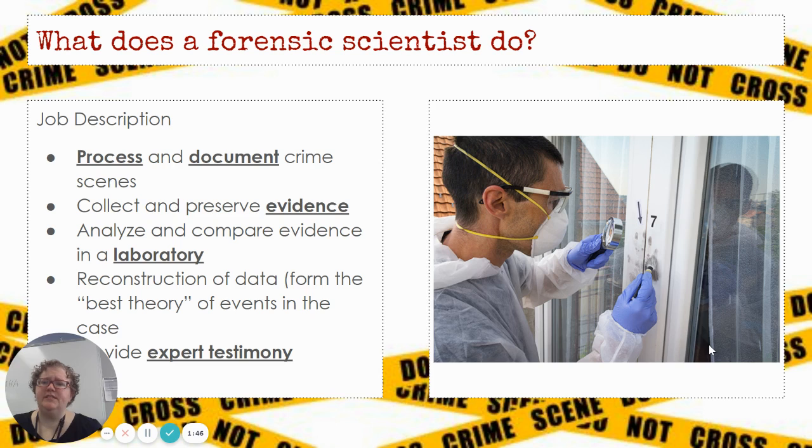So what exactly does a forensic scientist do? Their job description is that they are responsible for processing and documenting crime scenes. They are responsible for collecting and preserving evidence, analyzing and comparing evidence in a laboratory, and reconstruction of the data into sort of the best theory of events in the case. So they're basically going to look at all the evidence and come up with a reconstruction of what they believe happened. And then a lot of times, if there's a lot of forensic evidence, they may be called to provide what we call expert testimony in a court case.